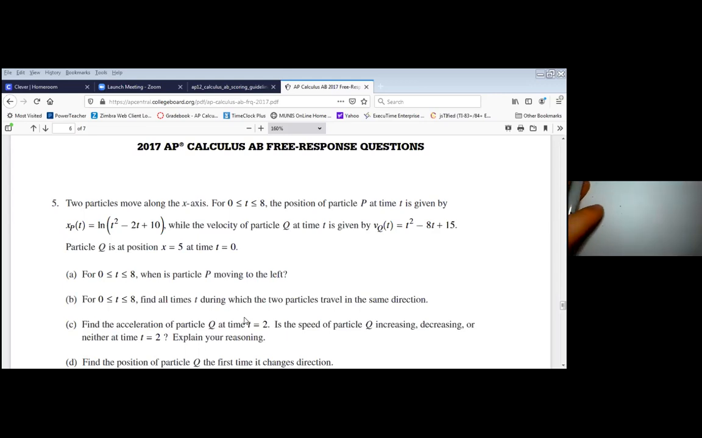So we can translate this question again. Find the position of particle Q at t equals 3. How do we find position? We integrate. What do we integrate? We integrate the velocity. So the velocity for this whole problem about Q is t squared minus 8t plus 15. Make sure you put your dt in. They can sometimes take points off for that.